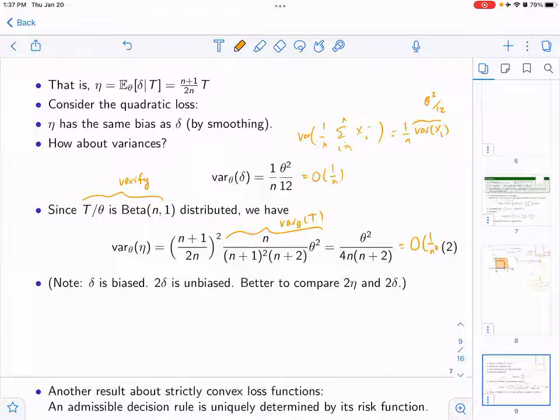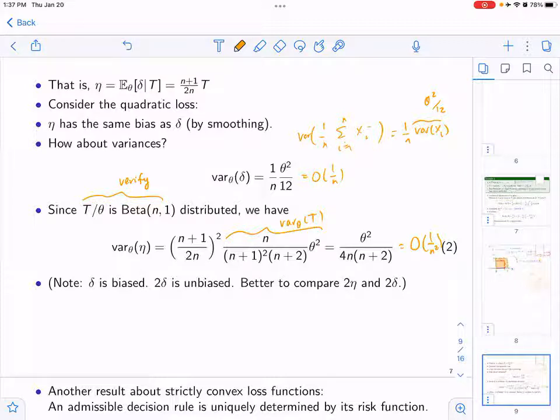Does that make sense? It doesn't have to make sense, but is it understandable? It's not obvious that this happens.